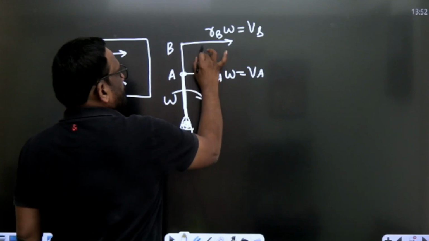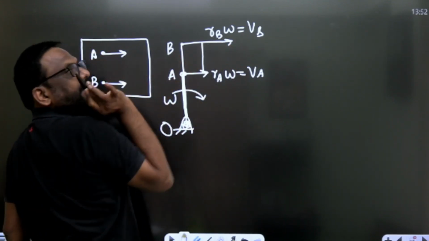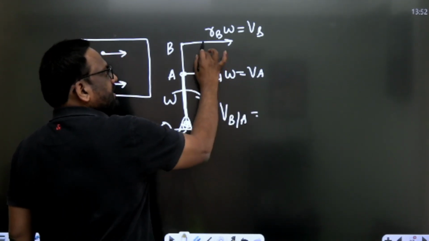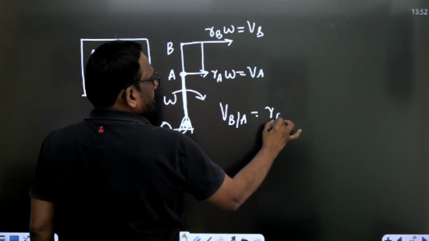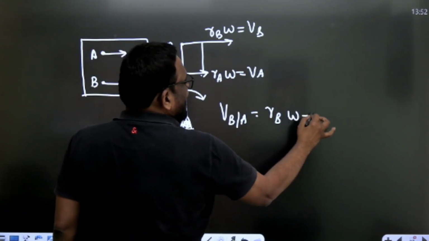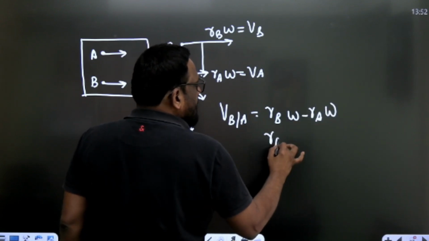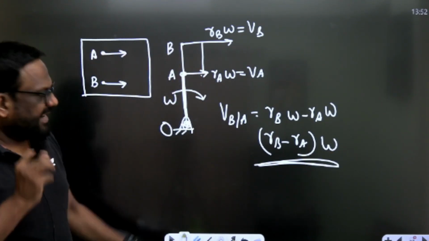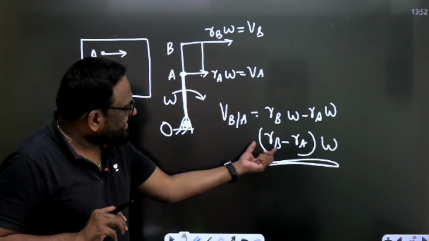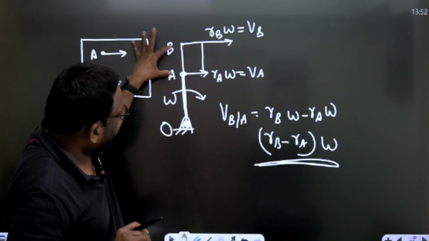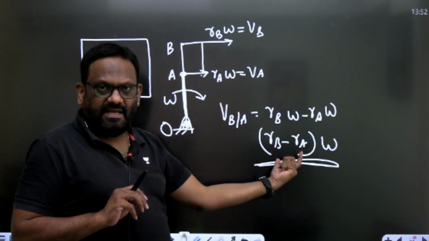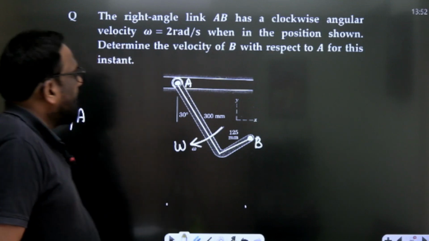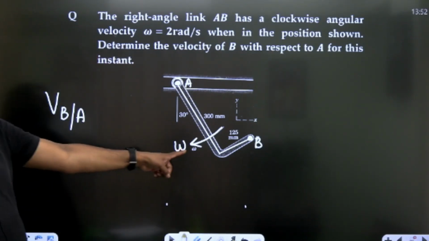Now I want the relative velocity of B with respect to A. If you want the relative velocity of B with respect to A, what is the difference? So it will be RB omega minus RA omega, or (RB minus RA) into omega. This is the relative velocity. Relative velocity is nothing but the distance between the points. देखो, RB RA के बीच का distance into omega, R omega will give me the relative velocity. Yes, yes. अब देखो, already omega is known.